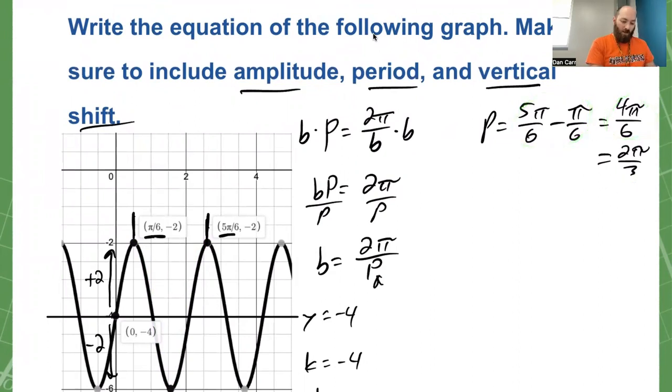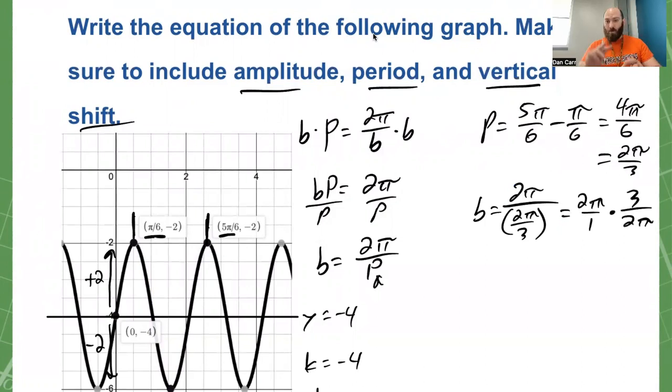Now we can use that to find our B value. So B is equal to 2 pi divided by that 2 pi over 3, okay, which is the same as taking 2 pi over 1 multiplied by 3 over 2 pi. I'm going to multiply by its reciprocal there. 2 pi's cancel each other out, so that means B just equals 3.